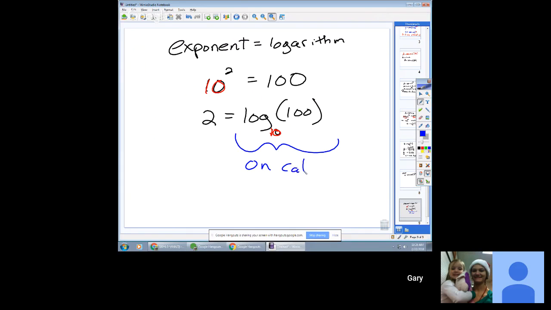On most calculators, log base 10 of something is the same as just log without the base written down. So if you don't see a base, you just have to assume it's base 10. That's true 95% of the time. There are a couple of calculators that do that differently. All right, so next idea.